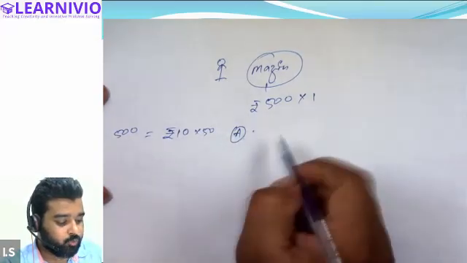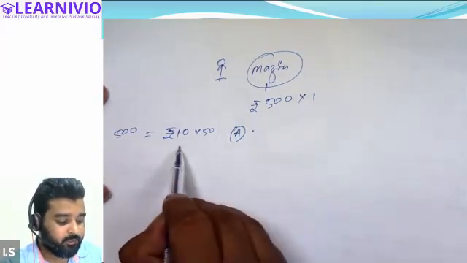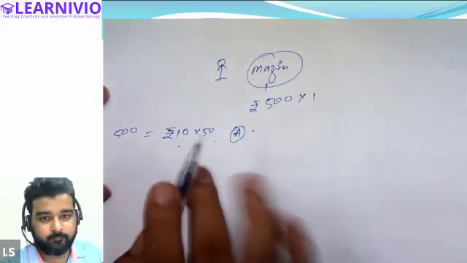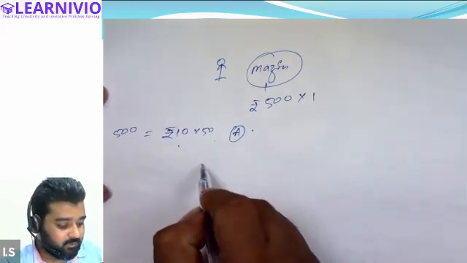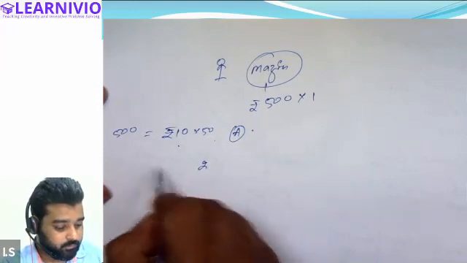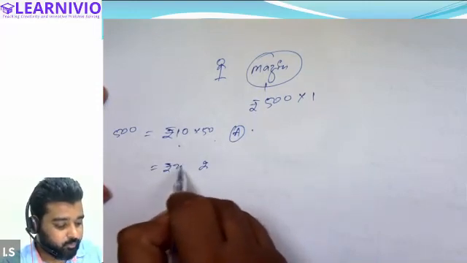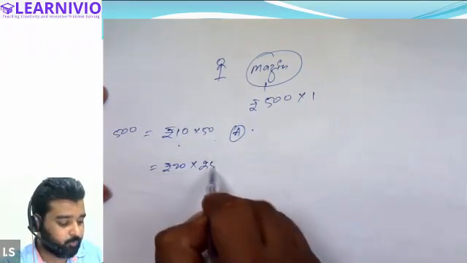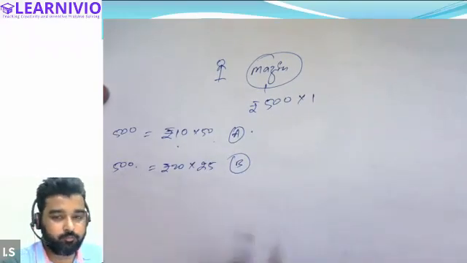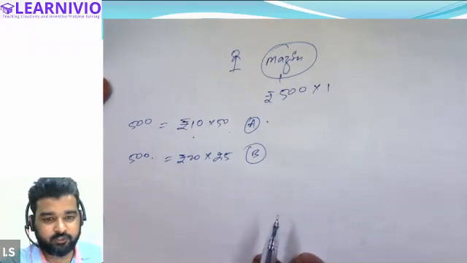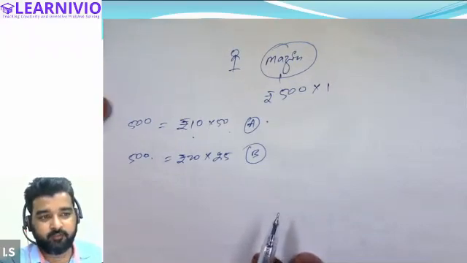I'm asking you to take 50 notes of 10 rupees. Option number 1. Now I'm asking you to take 25 notes of 20 rupees. This is combination B. This will also give you the same amount of satisfaction, right? Yes, same amount of satisfaction. That is, this will also give you 500 rupees.